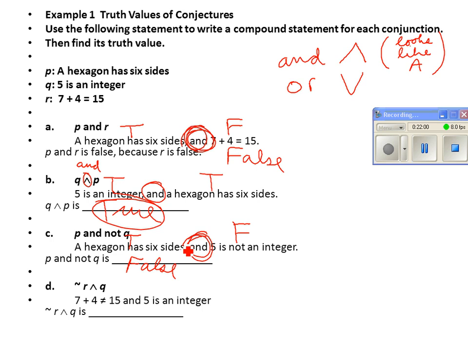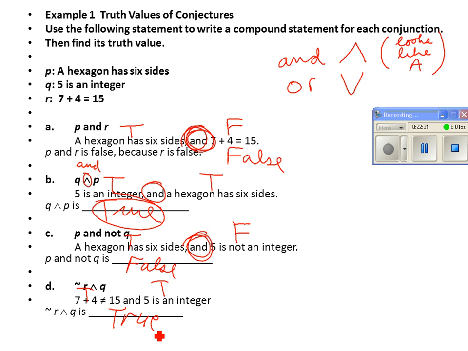Somebody read this to me. This D down here. Not R and Q. Very good. Not R and Q. So not R: 7 plus 4 does not equal 15. That's true. And 5 is an integer. This part's true, the word and, this part's true. What's the whole statement? True. Two positives don't make a negative, right?